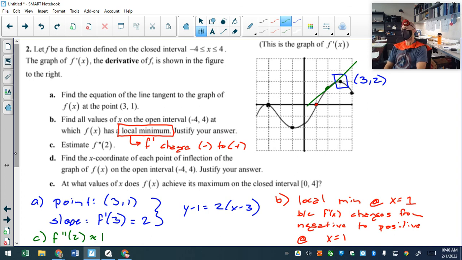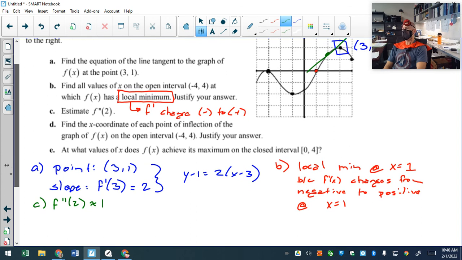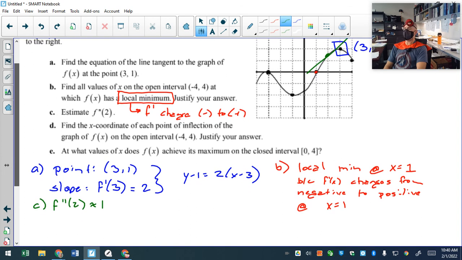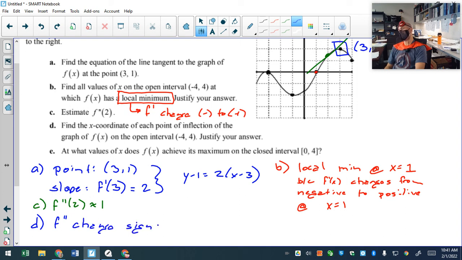All right. D, x coordinate of each inflection point on the open interval -4 to 4. An inflection point, that's another phrase that should make you think something immediately. When I think inflection point, what's the very first thing you should think of? Yeah, you need f double prime to change signs. If you have an inflection point, the second derivative changes signs.